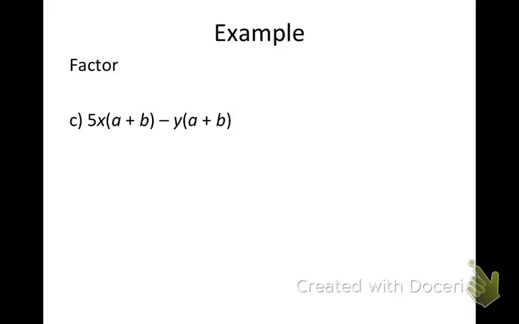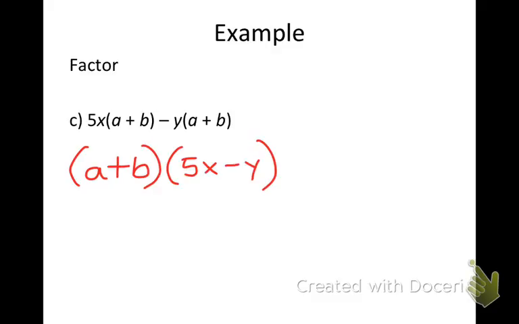All right, so next one we have 5x times a plus b minus y times a plus b. Good. So the first thing we should always ask ourselves is, is there a GCF that I can factor out? This first term has an a plus b. This second term has an a plus b. So if we factor out the a plus b, what is left over? 5x minus y. Good. 5x minus y.